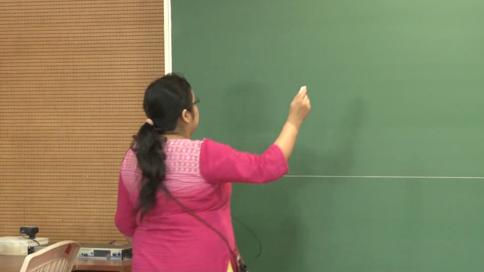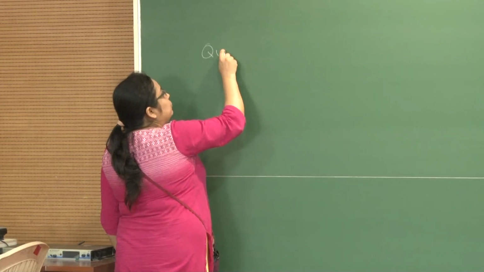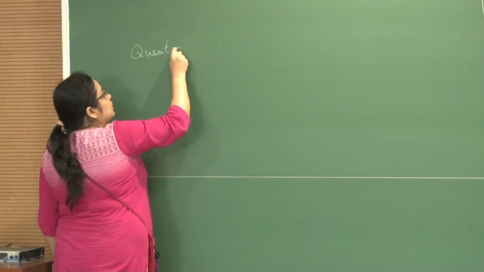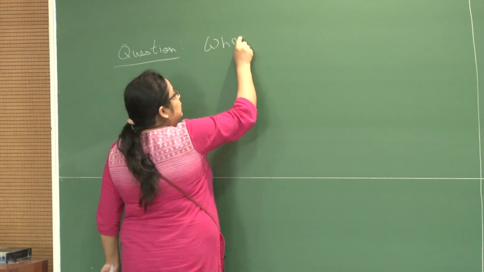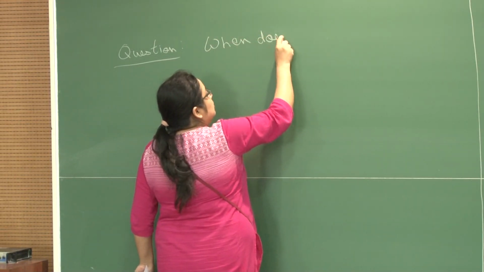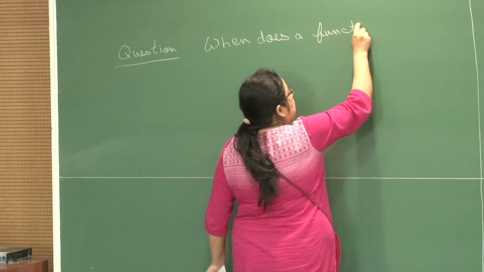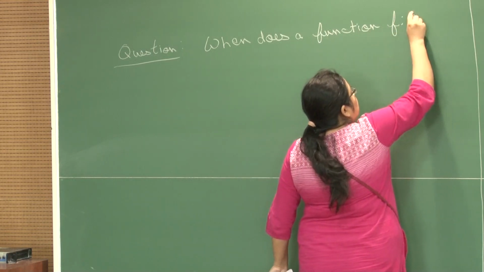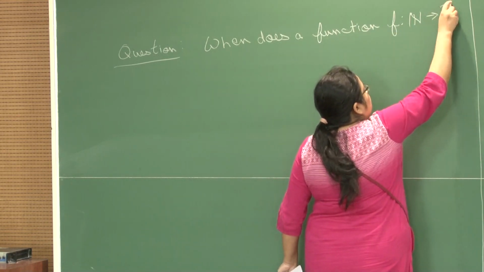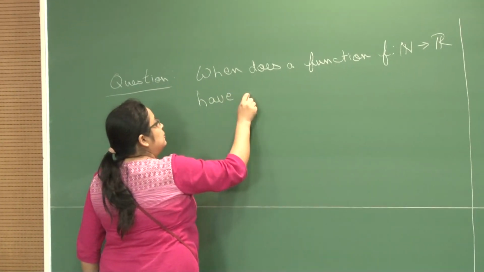Okay. So, we are discussing the following question: when does an arithmetic function which takes real values, so an arithmetic real valued function, have a limit law?